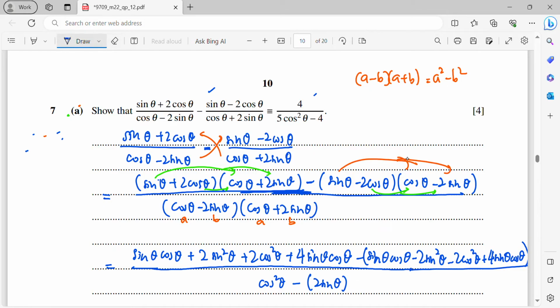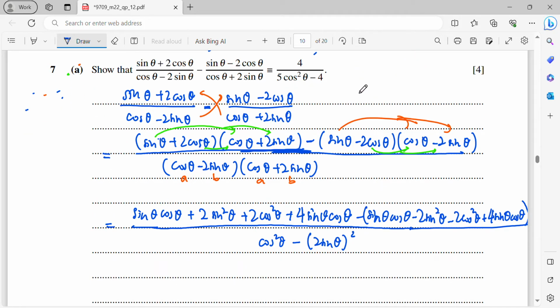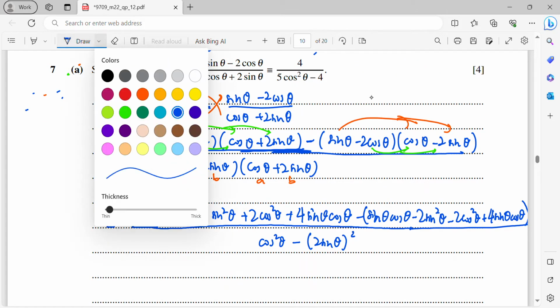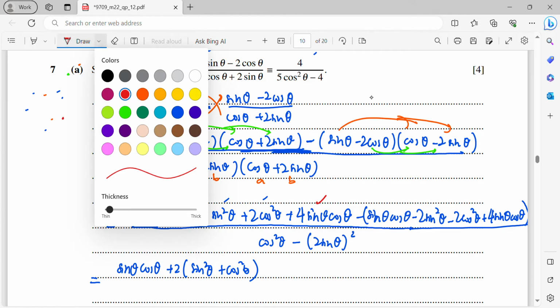Okay, so now I need to simplify because we need to get 4 over 5 cos squared theta minus 4. So now when you simplify, okay, we open the bracket. Let me just rewrite all the terms. I will get sine theta cos theta. Now, these two terms, we can factorize the 2. It will be sine squared theta plus cos squared theta. And then when I look at the question here, this is 4 sine theta cos theta. This is 1 sine theta cos theta. I simplify it to be 5.